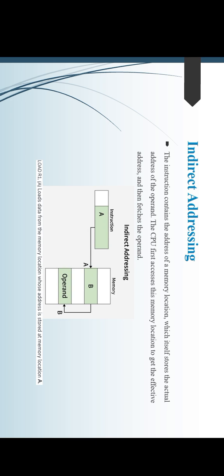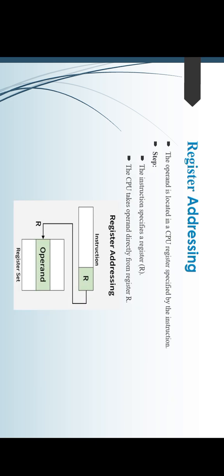Here the instruction gives an address that points to another address. One address points to another address where the operand is stored, which is address to address, then goes to data. This is called indirect addressing.